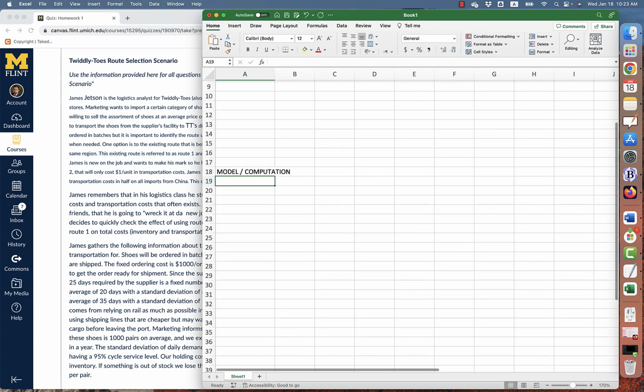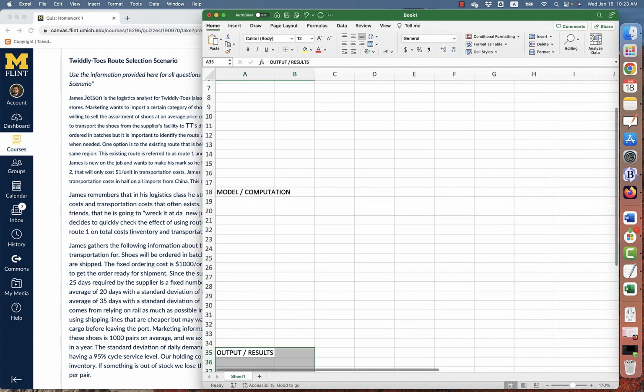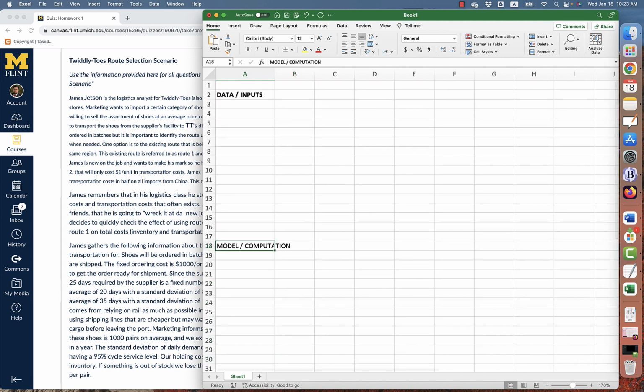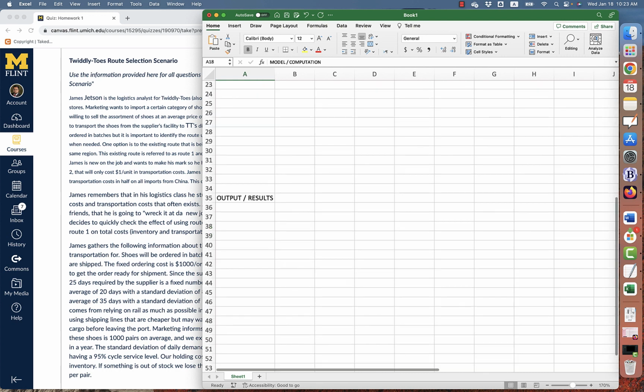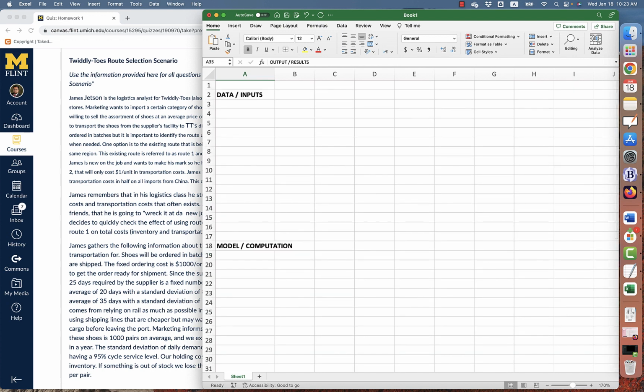And then whatever the outputs of the model are, we will put them here, so that anybody who wants to see what is the output of the model, just scrolls down to this section and all the output is neatly given here. So inputs, model or computation, and output is a basic structure that works for many such calculations, and it organizes your model nicely. Anybody reading the Excel file can see kind of what's happening.